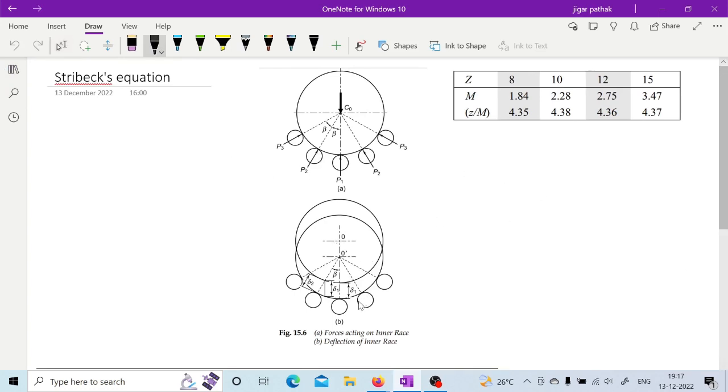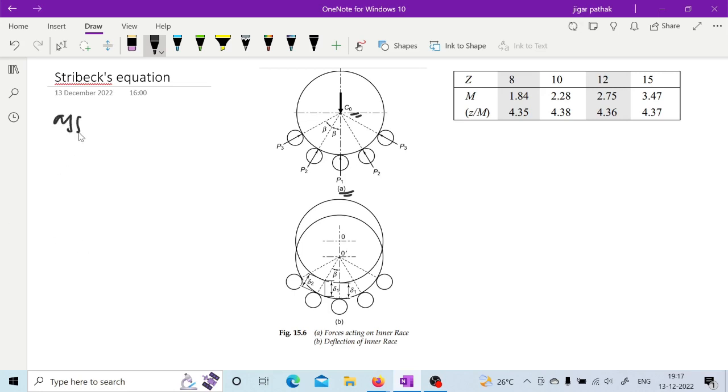As figure A suggests, here you can see the static load C naught is applied on the center of the shaft axis, and these are all the balls, mentioned as P1, P2 and P3, right. As you can see in this figure, only the inner race is considered, right. There are certain assumptions while deriving the Stribeck equation, so let us first note them down.